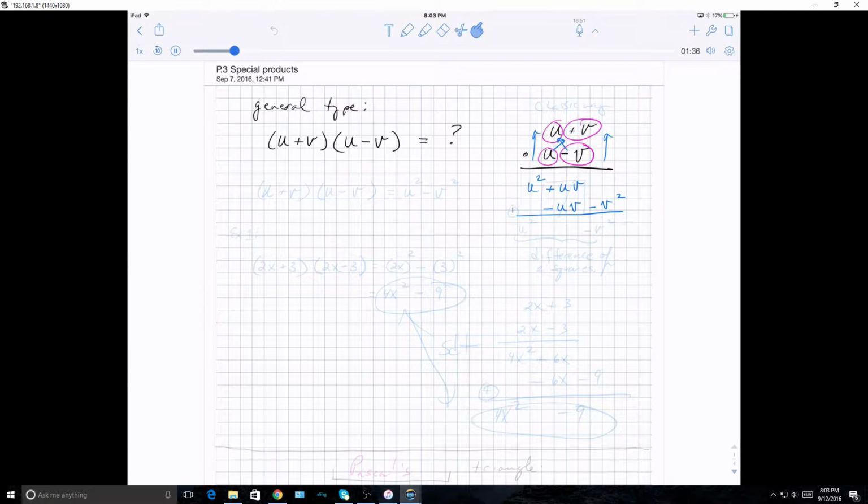And then we just add them together. So we get u squared. And then notice what happens to the internals all the time. They just cancel. So we're left with this. And this is a special guy. This is called the difference of two squares.